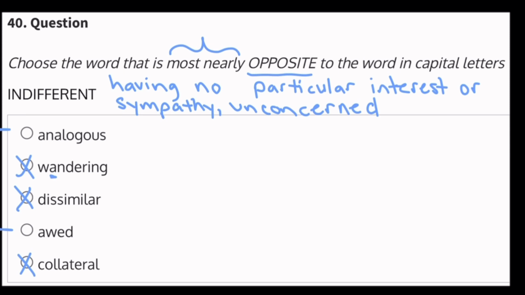Now, when we go back to our two possible answer choices that we haven't eliminated yet, we see that odd is actually a better and more complete opposite to the word indifferent. So that's going to be our correct answer to this question.